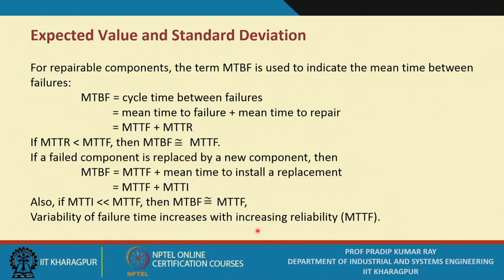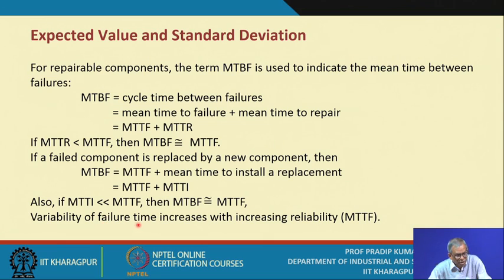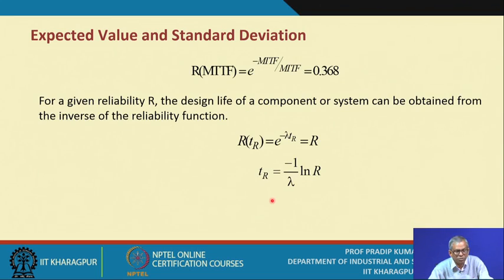Is it okay? So variability of failure time increases with increasing reliability. Variability of failure time increases. Is it okay? With increasing reliability. That means the variability will be more in the failure time. Is it okay? The variations. So expected value, continuing our discussions on expected value and the standard deviations.